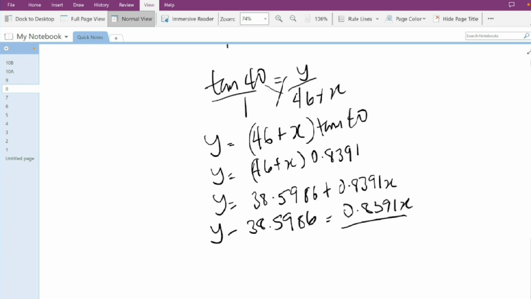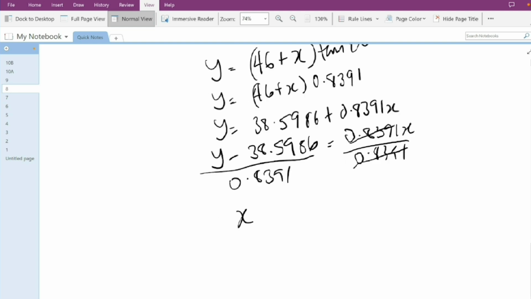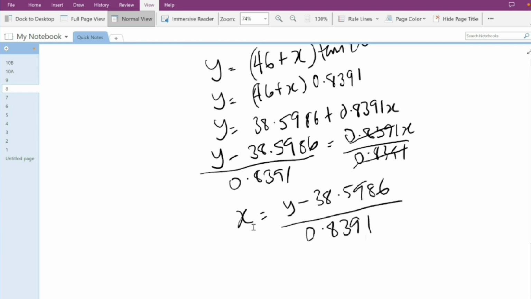0.8391. So we divide it by 0.8391, both sides. This cancels this. So we have our x, since we're having x left on this side, you can write it now on this side, equals y minus 38.5986 over 0.8391. Now from our equation 2, we've made x the subject of formula.